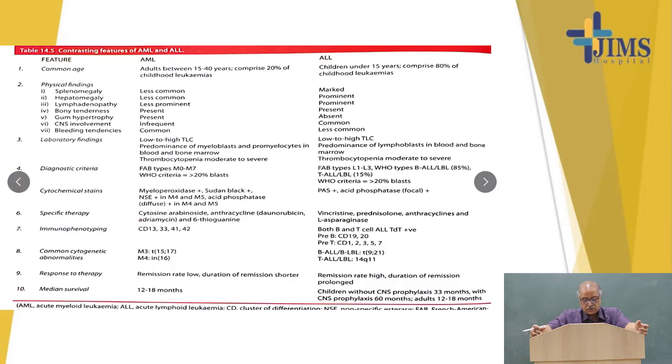Specific therapy in AML includes cytosine arabinoside, anthracycline, daunorubicin, adriamycin and 6-thioguanine, but in ALL there is L-asparaginase besides the other drugs. Common cytogenetic abnormalities: t(15;17) translocation, M4 with inversion 16 translocations, and in cases of B-ALL and T-ALL there is a translocation t(9;22), which is the worst prognosis, and for T-ALL a 14q11 translocation. Response to therapy: in AML the remission rate is low and duration of remission is shorter; in ALL the initial remission is good, the remission rate is very high and duration of remission is prolonged. Median survival is 12 to 18 months, but in children it is 33 months without CNS prophylaxis and 60 months with CNS prophylaxis, and in adults 12 to 18 months.